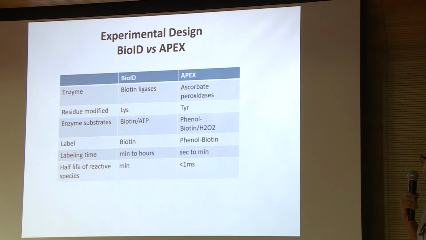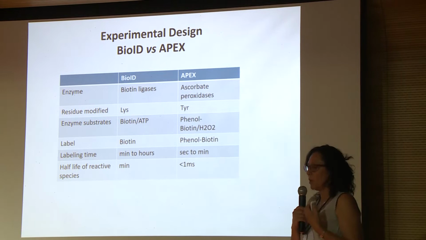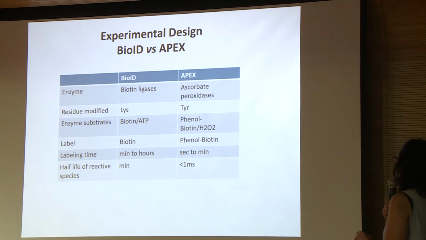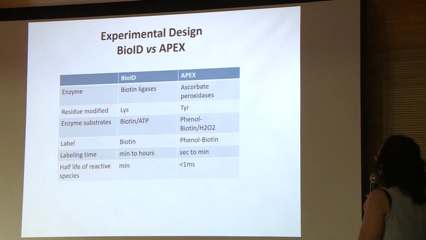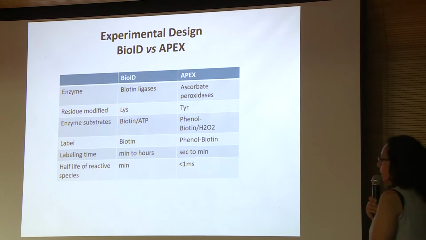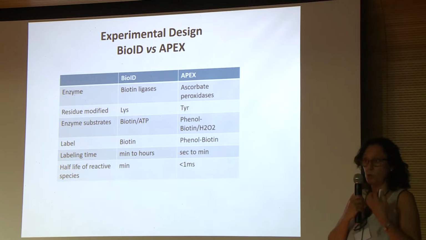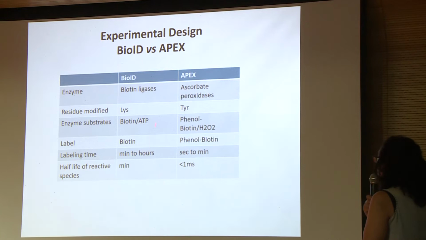So when you would like to design one of these experiments, you have to take into account the different controls, your system, and the different advantages and disadvantages of this BioID and Apex system. For example, if we compare biotin ligases and ascorbate peroxidases, there's a key difference in the residue they are modifying. So maybe the results we have with BioID and Apex are not the same, because we need different residues to be at the surface of the cell to be modified by our enzyme. In addition, the substrates are different. Here we add biotin, here we add phenol biotin and hydrogen peroxide.